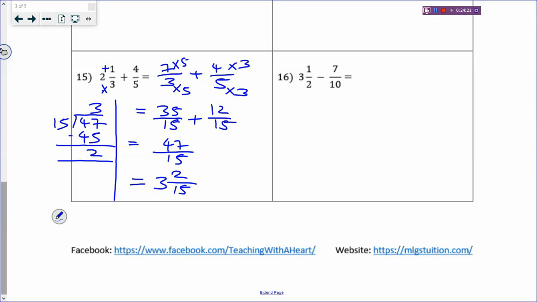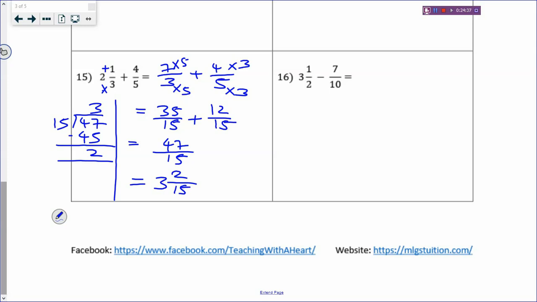Okay, got it? So every time you are stuck or you don't know how to do it, just change the mixed number into improper fractions. And then just check and make sure that the denominators are the same. If they are not the same, then you make it the same. Alright, how about the next one?